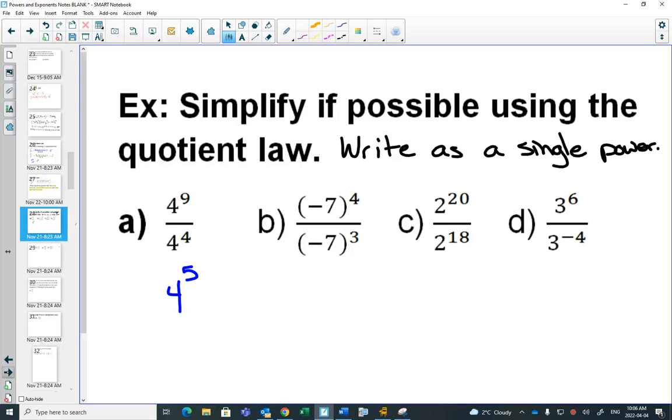Are the bases the same? Yes. So things would cancel out, and you would be left with just a -7. You could put that in brackets, or you wouldn't have to.